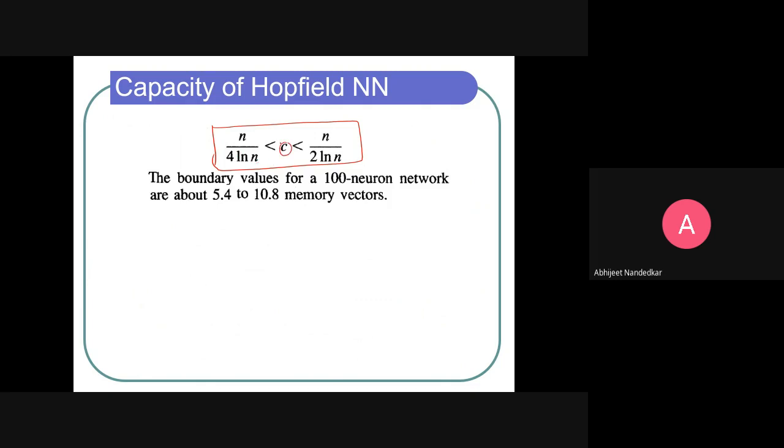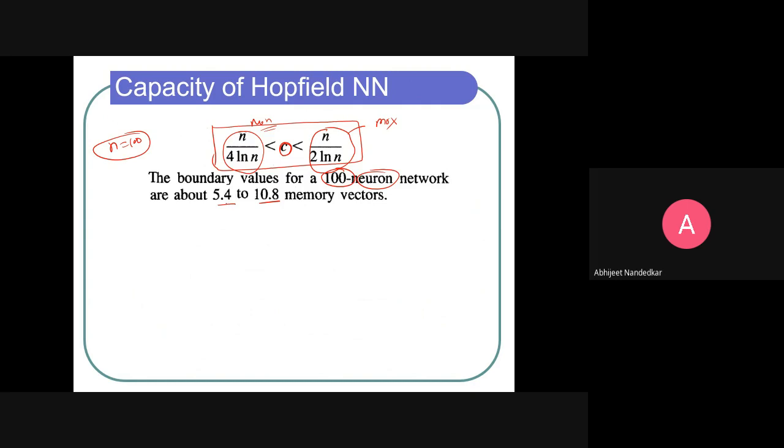So the capacity C is less than this. C is in the range from this to this. This is the upper bound, the max I can have, and this is the minimum I can have. Suppose n is equal to 100. If there are 100 neurons in my circuit, then how many vectors can I push? For a 100 neuron network, you can see the calculation. It is 5 to 10, or at the most 11 vectors I can store.